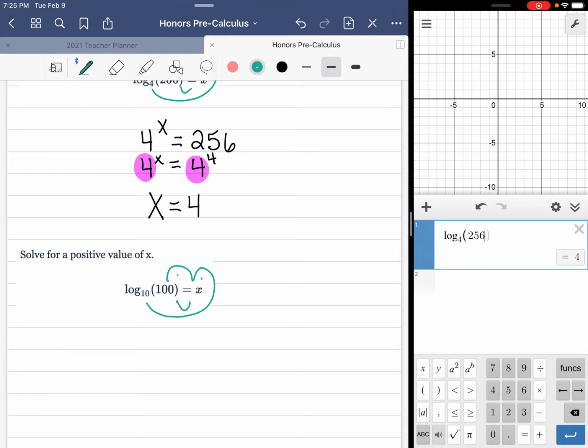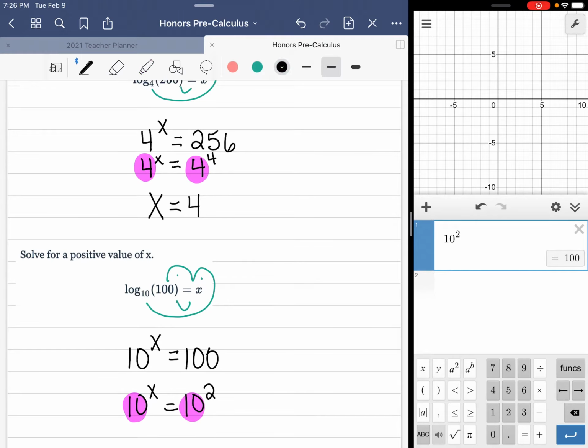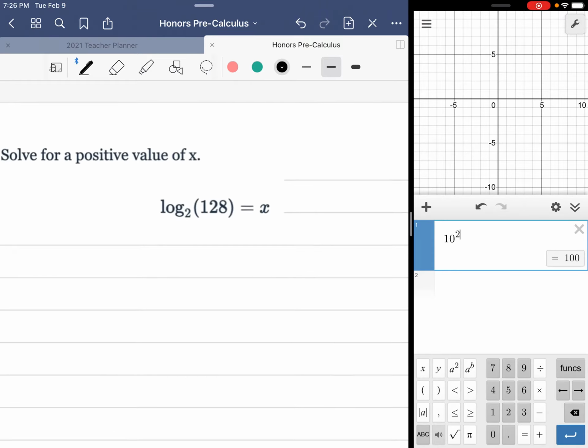All right, so same concept here. I'm going to convert this over so my base is the same, and then I'm going to raise it to x and equals 100. So I have 10 raised to x equals 100. So the question is what can I change 100 to so that it's 10 raised to something? Well, I have 10 raised to 2. That works out. So we're going to be changing this value here. So this is going to be 10 raised to x, 10 raised to 2. So I now have the same base. So therefore, x equals 2.